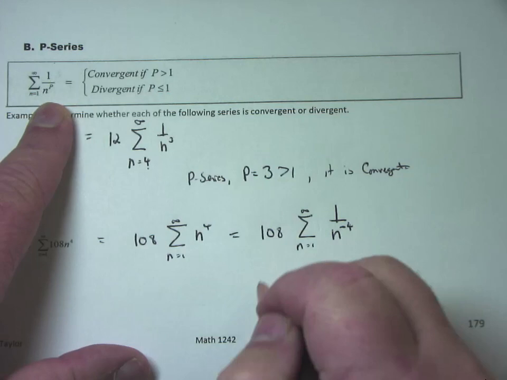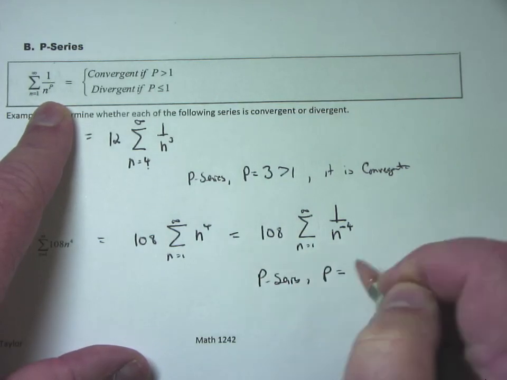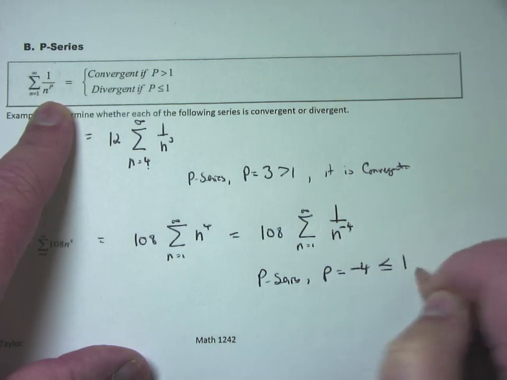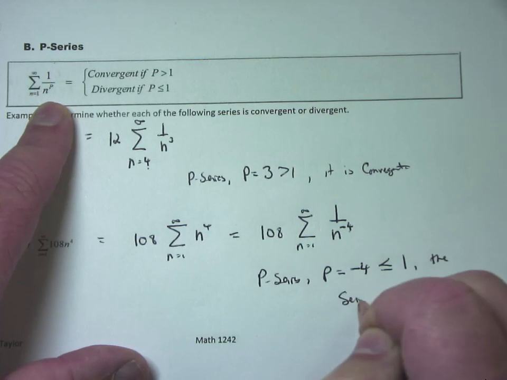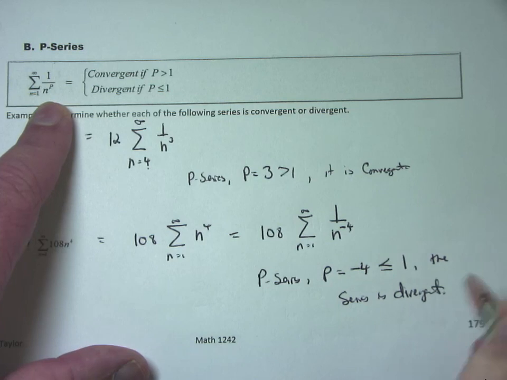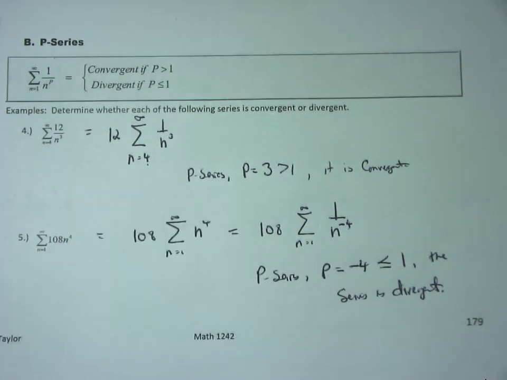And this is a p-series. However, what is p equal to? Negative 4, which is less than or equal to 1. So the series is divergent. This is a divergent p-series, the sum as n goes from 1 to infinity of 108 n to the 4th. Does that make sense? And this p-series is kind of a powerful tool because the next test we're going to be looking at is called a comparison test.